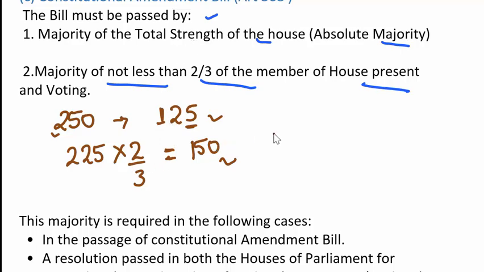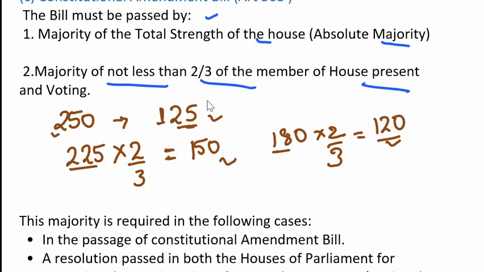However, consider that 225 members were present but only 180 members out of them are present and voting. So two-thirds of 180 would be 120. This 120 is less than 125. Since the criteria is both majority of the total strength of the house, that is 125, and two-thirds of the members of the house present and voting, in this case, bill would not be passed.